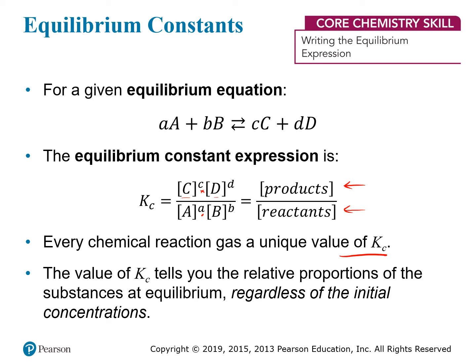And the value of K can tell you something about the equilibrium mixture. Okay? Because it's the ratio of products to reactants, it can tell you whether you have more products or more reactants or about equal amounts of both. Okay? So there's a lot of information that's found in K that you can obtain from calculating K.